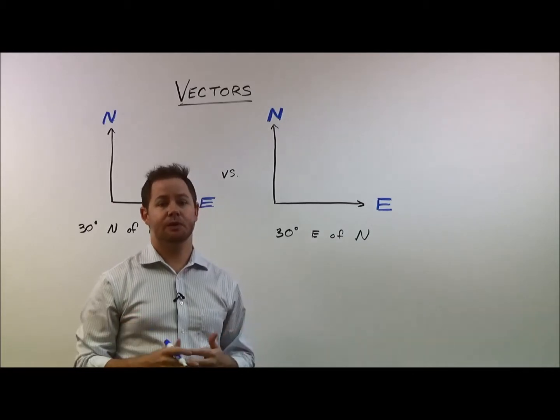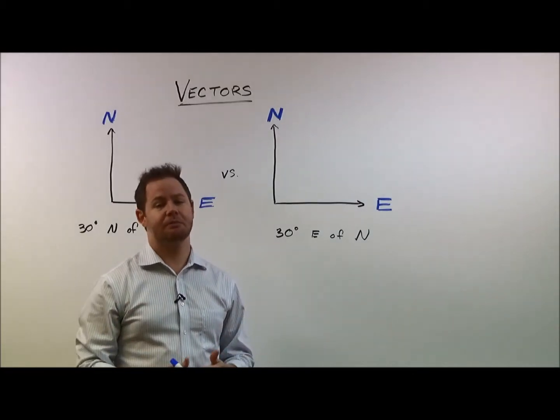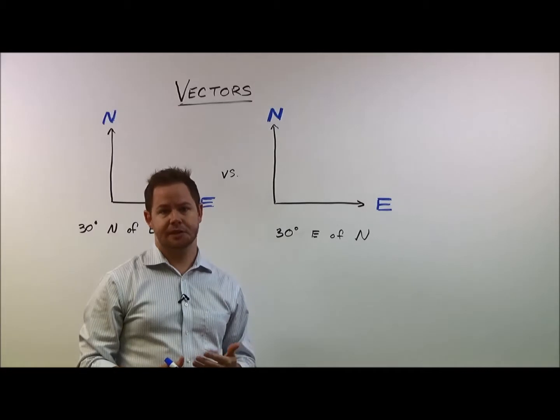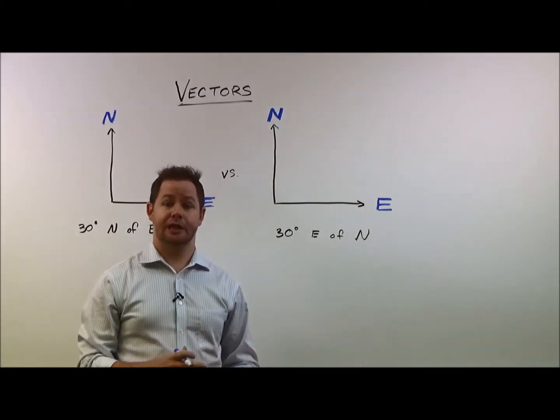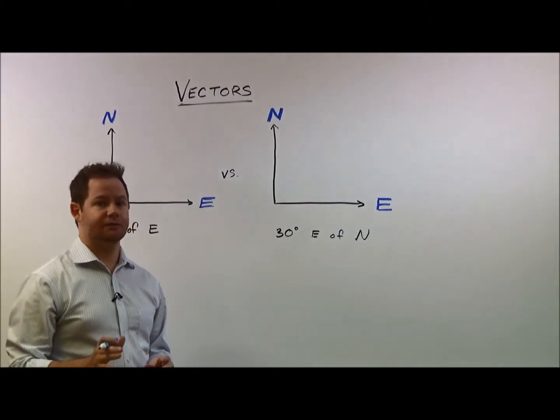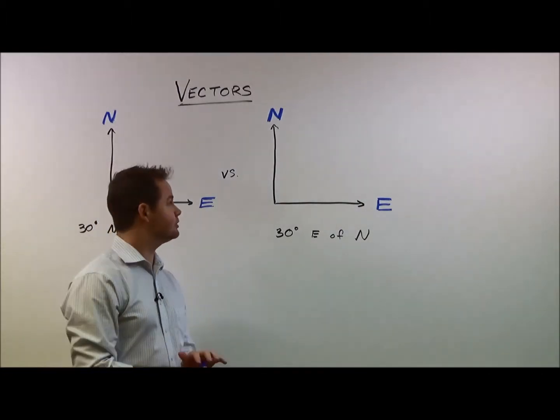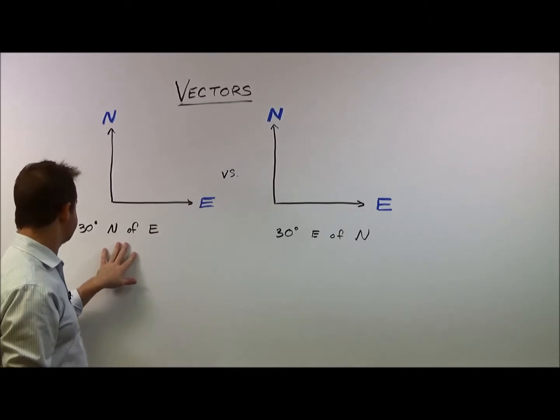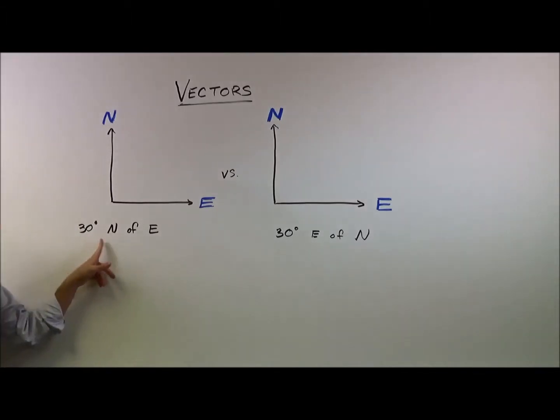But if you're already familiar with what a vector is in general, and maybe some of the terminology like head, tail, magnitude, direction, angle, then we'll start to take a look at how we actually differentiate between different kinds of vectors according to the angle. So, for this first vector, it says 30 degrees north of east.